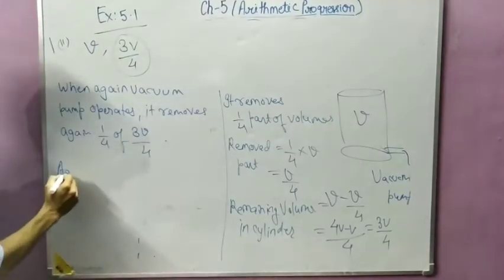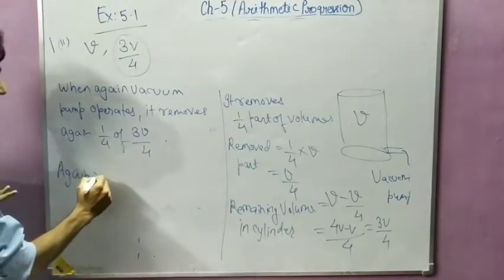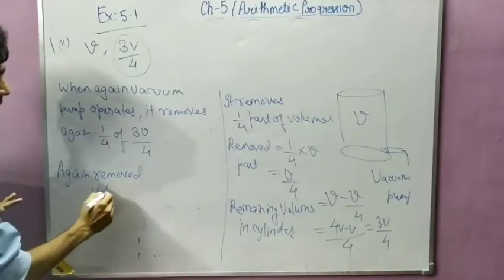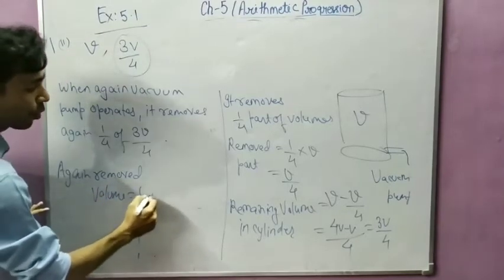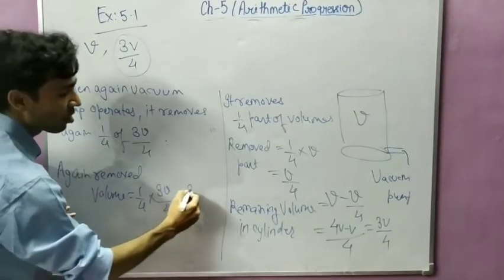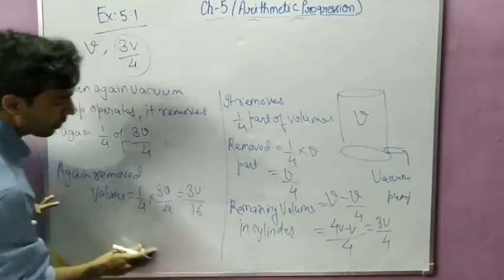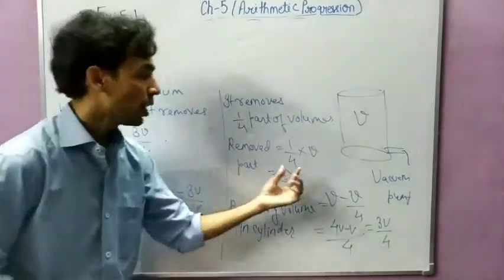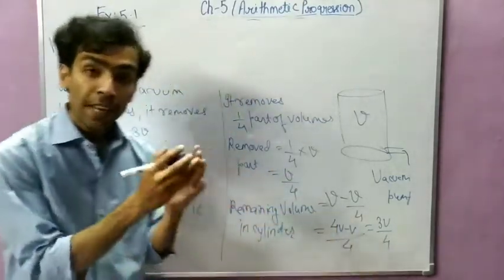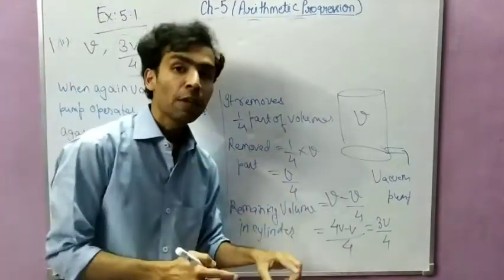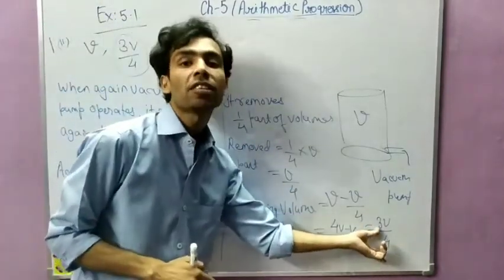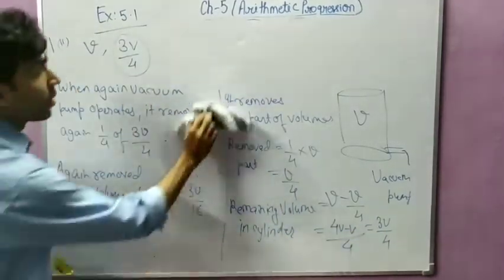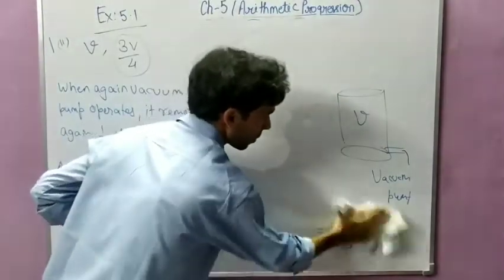So again the removed volume is 1/4 of 3V/4, that is 3V/16, okay. See, initial was V, then when it removes 1/4, then 3/4 V is left. When again the vacuum pump operates, it will remove the 1/4 part of the remaining volume, that is 3/4 V. So that much part it will remove. So now how many parts are remaining?